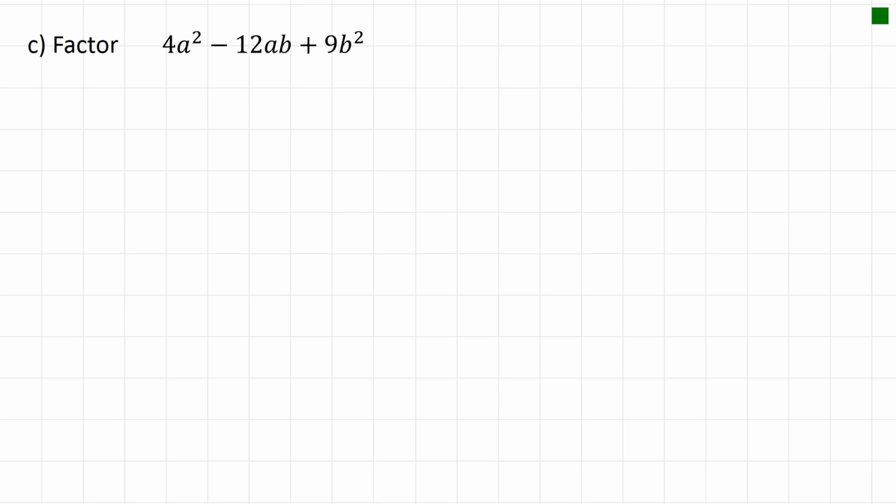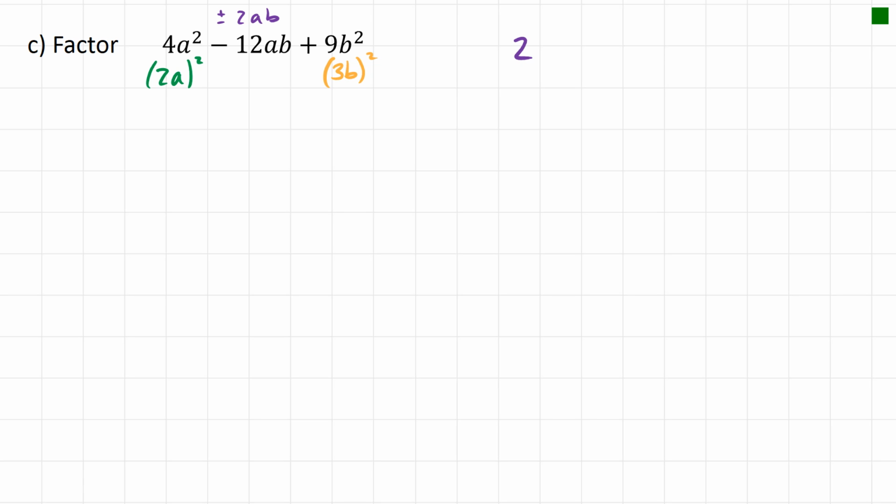Next example, I take a careful look and I don't see any greatest common factor I can take away. So now I'm thinking about do I want to factor this as a messy trinomial, or maybe this is a perfect square trinomial? Because if it is, that makes my life a lot easier. So looking at this, that 4a squared could be 2a, and that 9b squared could be 3b squared, all squared.